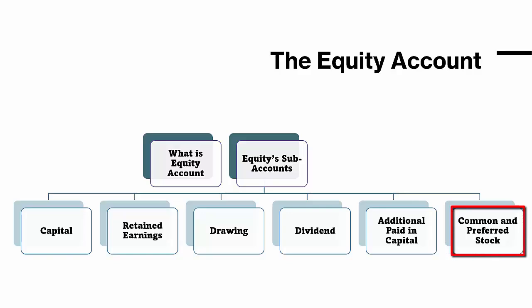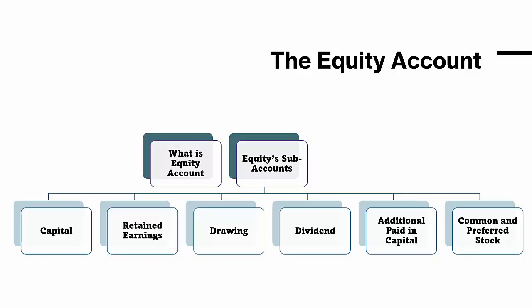6. Common stock and preferred stock for corporations. For corporations, these accounts represent the ownership shares that have been issued to investors. Common stock is usually held by regular shareholders, while preferred stock offers special privileges, but often without voting rights.